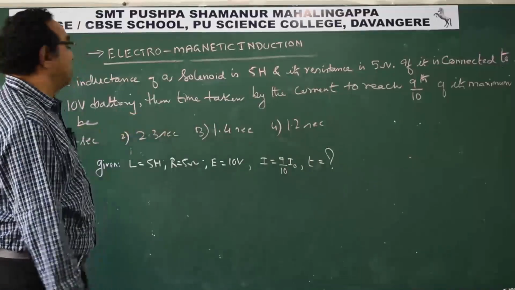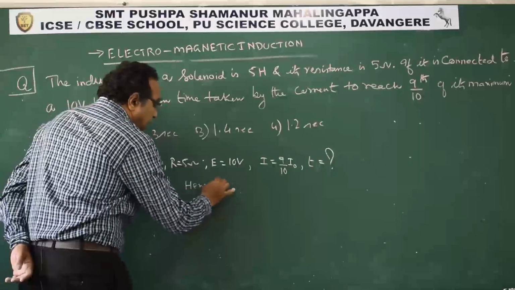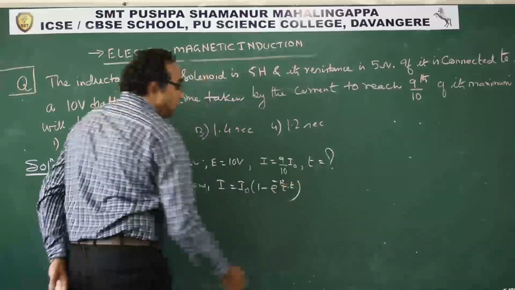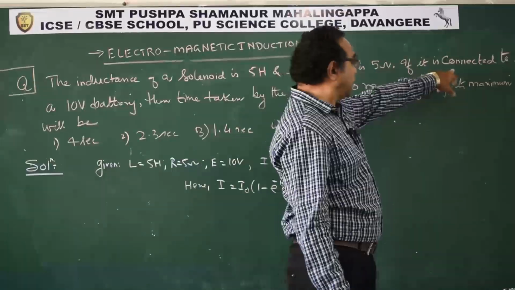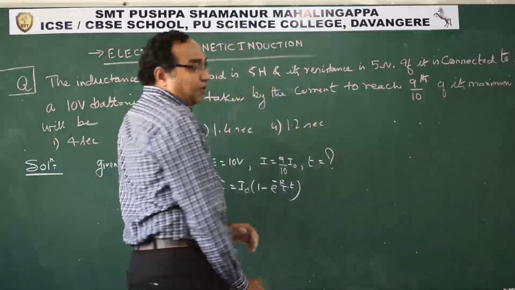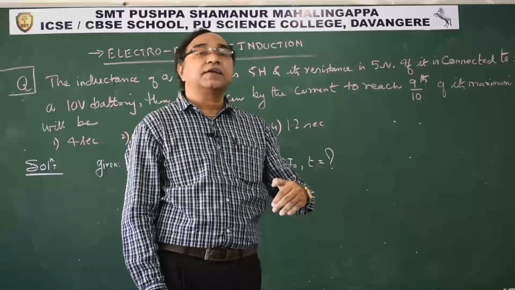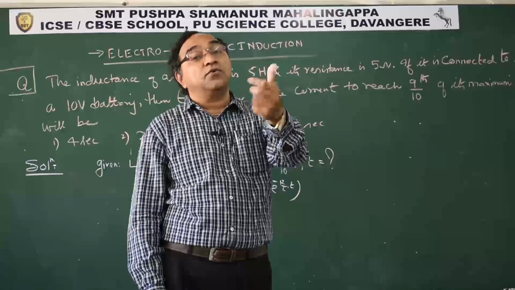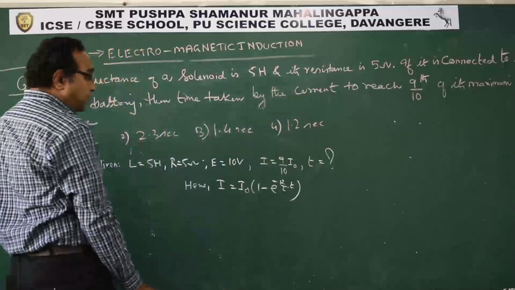9/10 of its maximum value. So what we can say here, I is equal to I naught into 1 minus e raised to minus of r by L into t. Why do we use this? It says it is connected to the battery, therefore current is growing, because it can be this way also, na? 9/10 of its maximum, it can decrease from maximum to 9/10, or from 0 it can go to 9/10 of maximum. So which equation is to be used? We have to depend on the wordings of the question. If it is connected, it means growth.